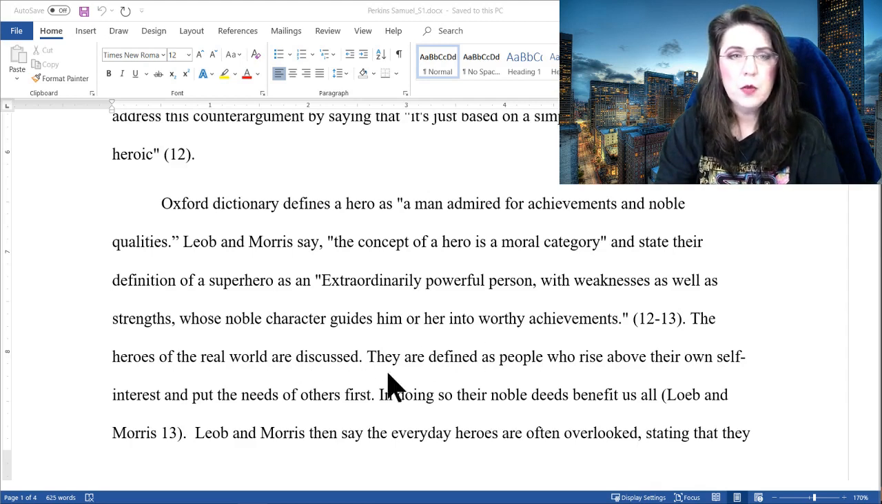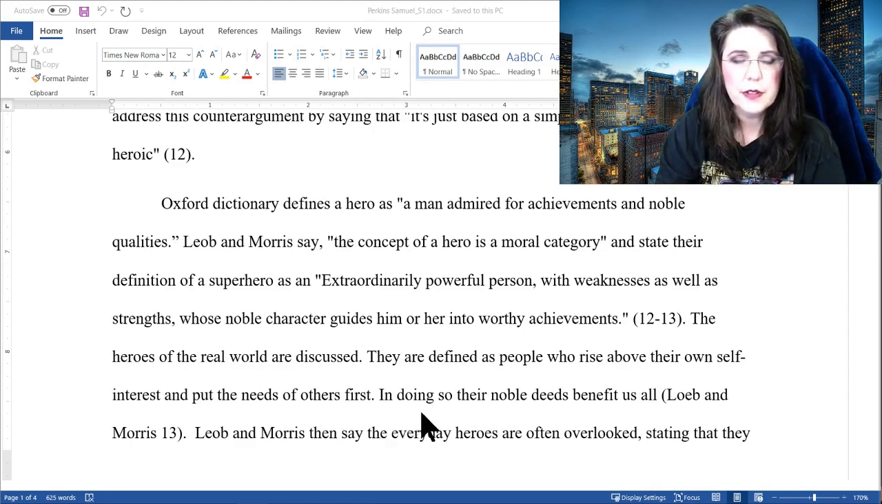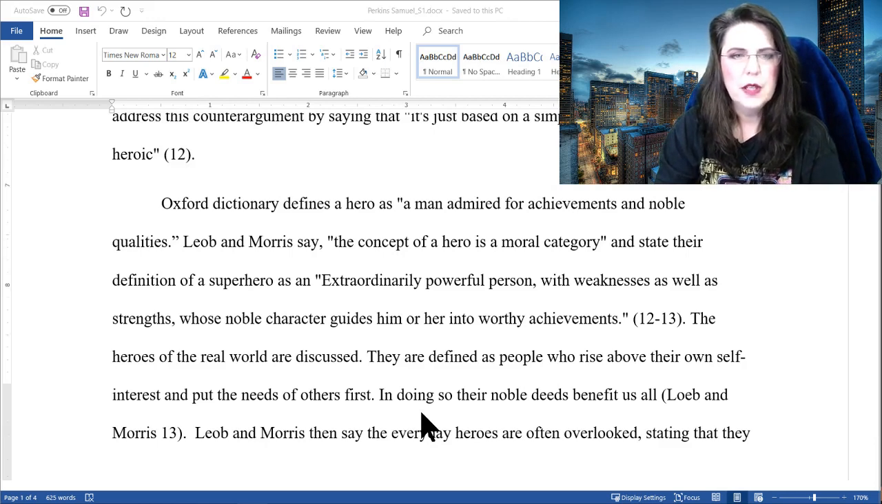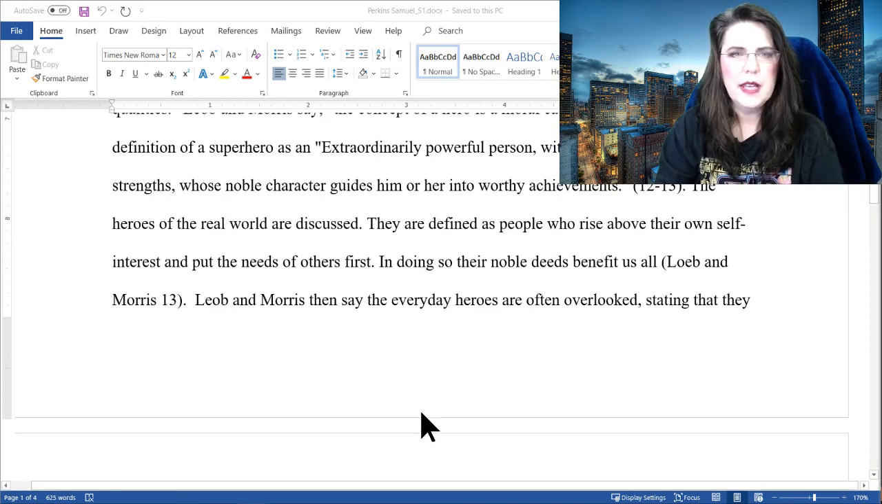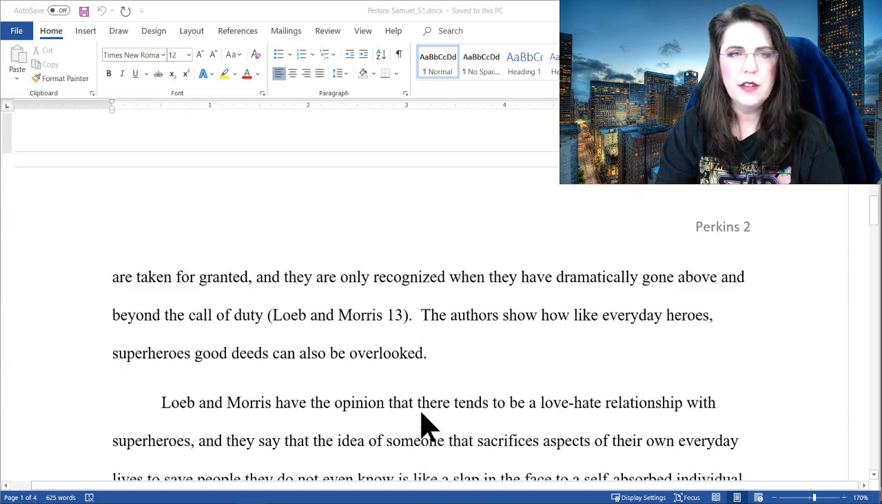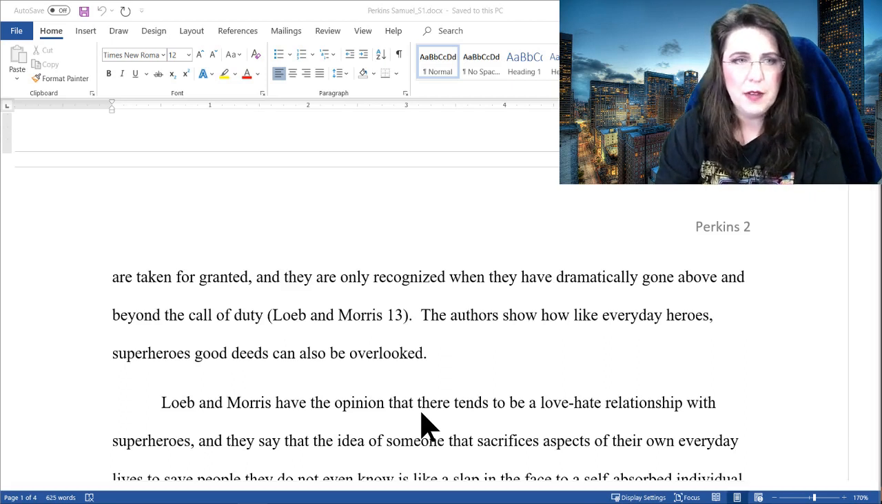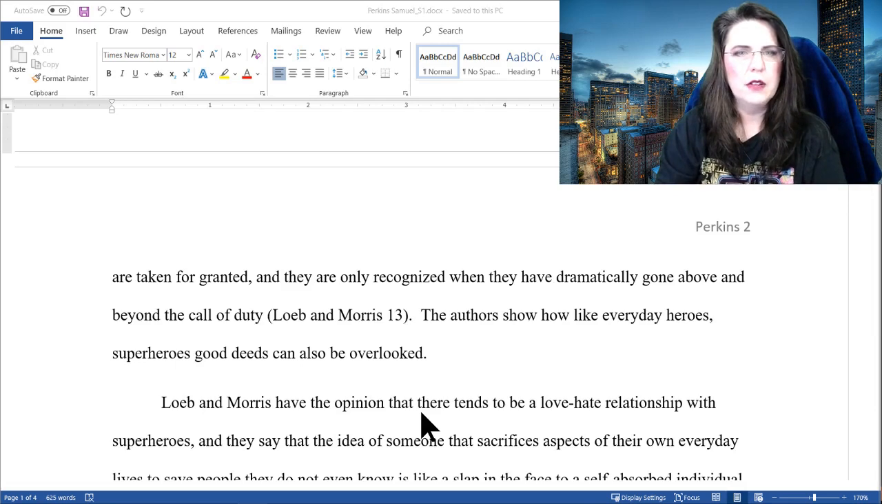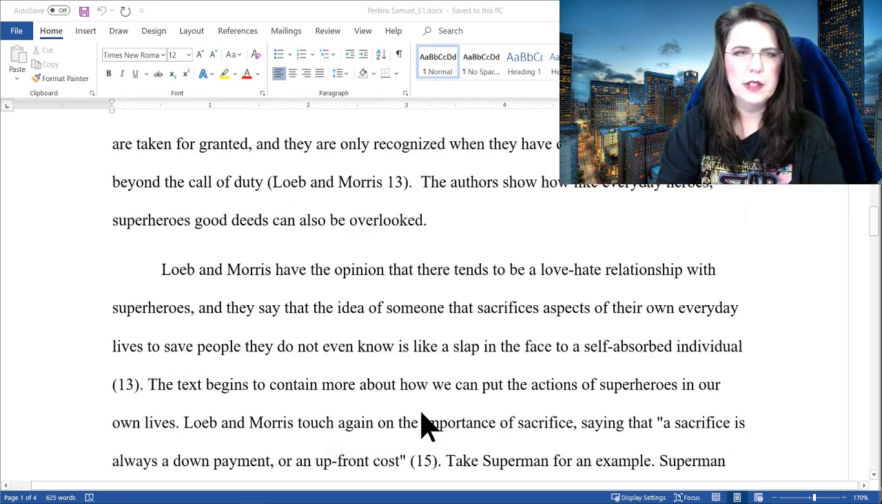The heroes of the real world are discussed. They are defined as people who rise above their own self-interest and put the needs of others first. In doing so, their noble deeds benefit us all. Loeb and Morris then say the everyday heroes are often overlooked, stating they are taken for granted and they are only recognized when they have dramatically gone above and beyond the call of duty. The authors show how, like everyday heroes, superhero goods can be overlooked.